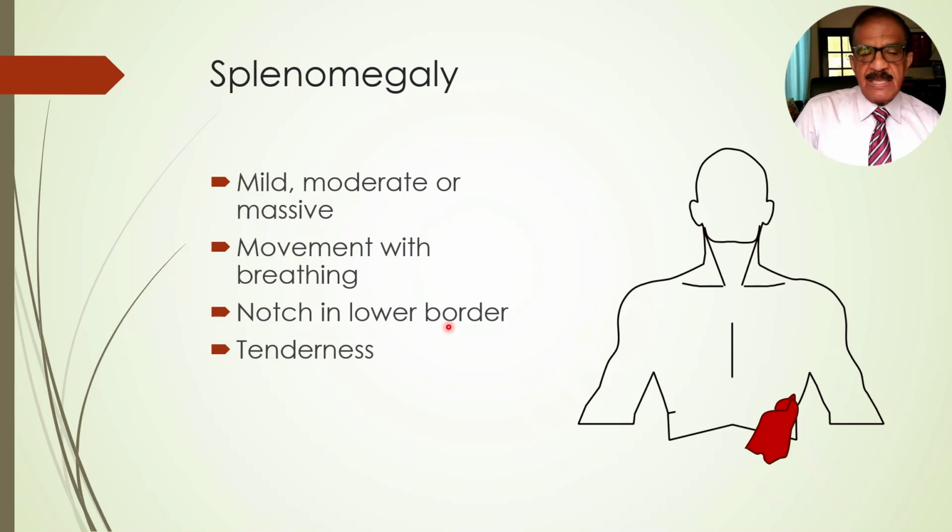Then tenderness. Like the liver, the spleen can also be tender, like in endocarditis or tuberculosis, where the spleen may be enlarged and tender. Sometimes it may be irregular, like in metastasis. So I think these are some of the characteristics you study when you examine the spleen. Pulsation may also be present.